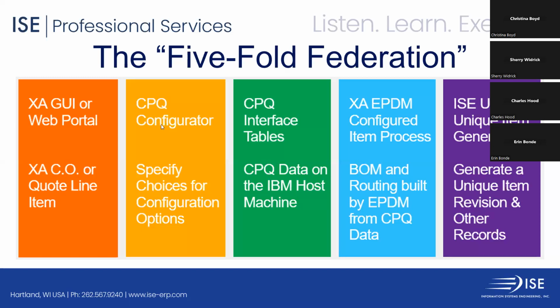Then, of course, the CPQ configurator is presenting choices to the user, and they are specifying their configuration options as they go. And then good stuff could be happening with 2D parametric drawing automation, and then 3D visual augmentation and augmented reality and all that could be happening inside the configurator, depending on the rule sets. What happens then is when you've done your configuration session, you click finish, you end up with interface tables populated on the IBM i host machine.